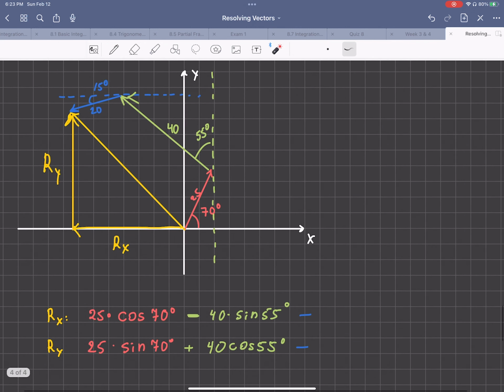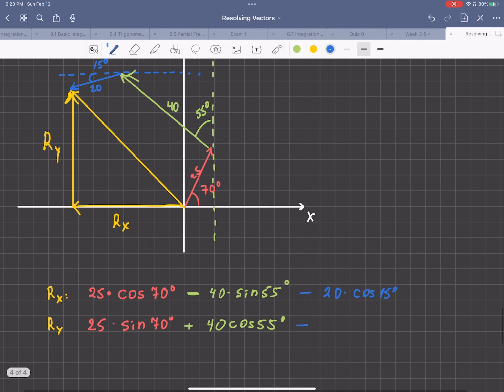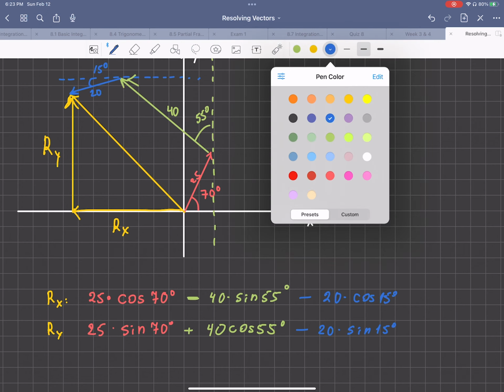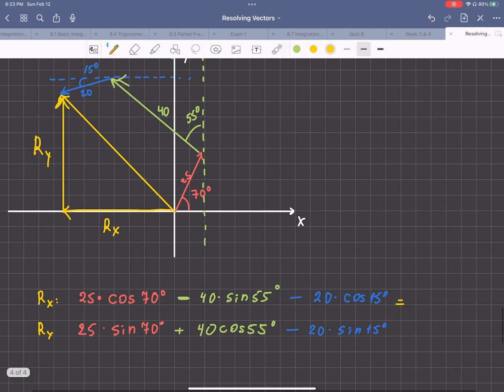So finding its x component, this one is x component, right? So it will be adjacent to this angle. It's actually touching. That's how you know it's adjacent. So I need cos function. So I need 20 times cos of 15. And its y component will be this vector. It will be minus 20 sine of 15 degrees. And that's it. Now I just need to put all of this in the calculator and find my resultant vector's x component and y component, okay?